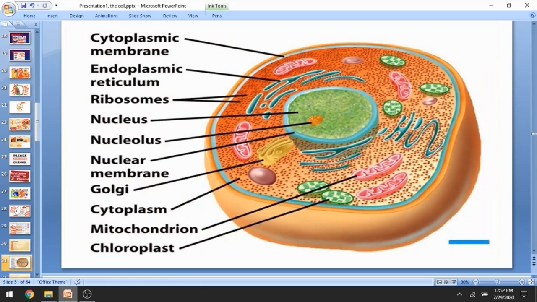Here comes the beautiful diagram of an animal cell. Let us brush up the labels of the animal cell. As I already discussed all these labels in my previous video, you can go and check that video. Even though, I am going to discuss all these once again in this video. The layer just close to the cytoplasm is known as the cytoplasmic membrane.